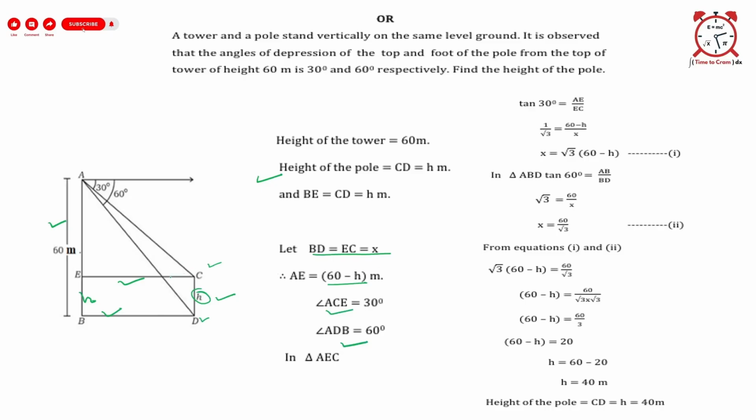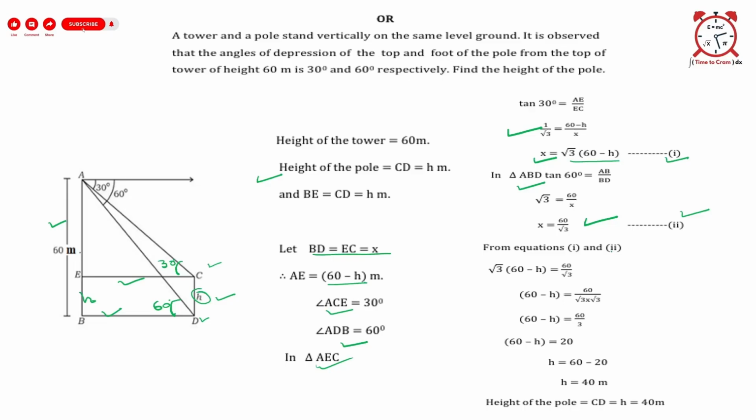In the previous sum I told you the alternate angles concept, where we take a parallel line and a transversal, Z and inverted Z. So look, this angle is 60 degree by alternate angle, and this angle is 30 degree by alternate angle. So keeping one by one in the respective triangles, in triangle AEC, look here, we will take tan 30, then we will get the value of x here, in that way root 3 into bracket 60 minus h. Again we will take triangle ABD, then we will get the value of x, again in that way 60 upon root 3. In both the equations we have the value of x.